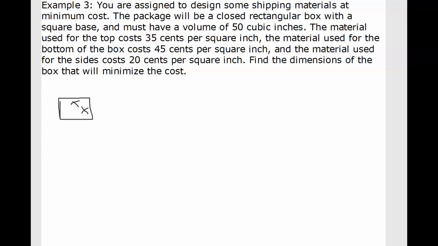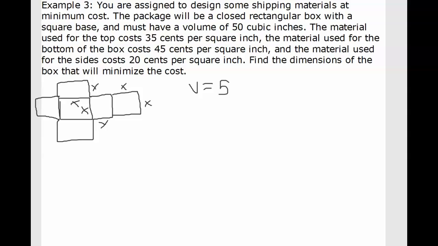This time, there are 4 sides to the base and a lid. So there's 2 X by X's on my box. It has a volume of 50 cubic inches. Anytime you see cubic, you think volume. So volume equals 50. Volume again is x squared times y because it's a square base.